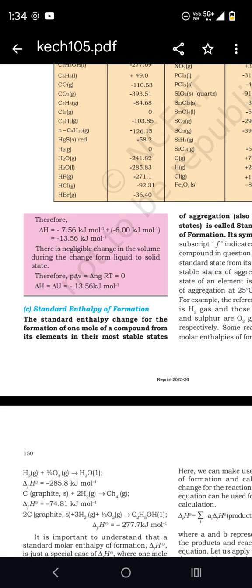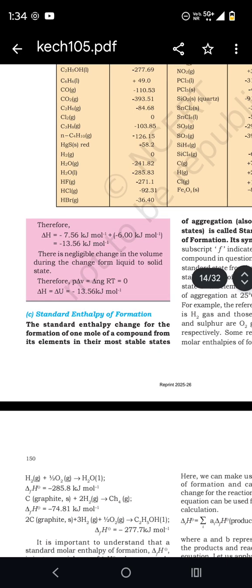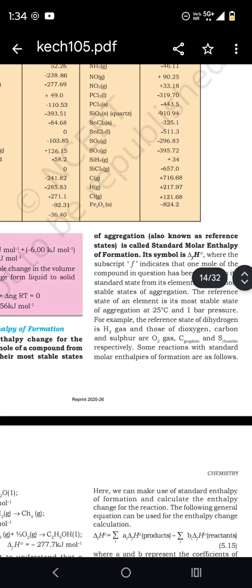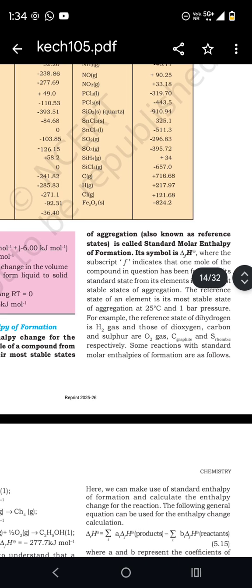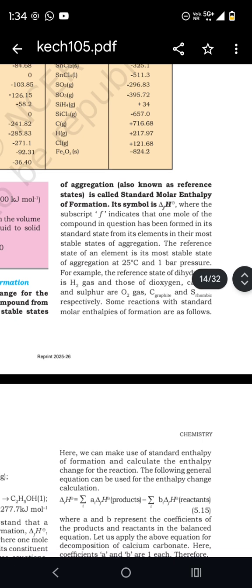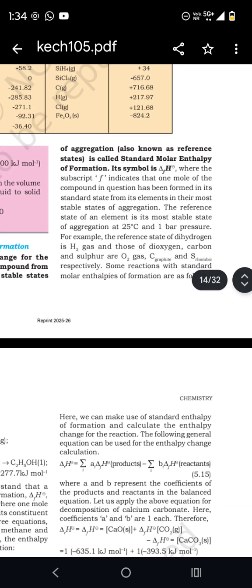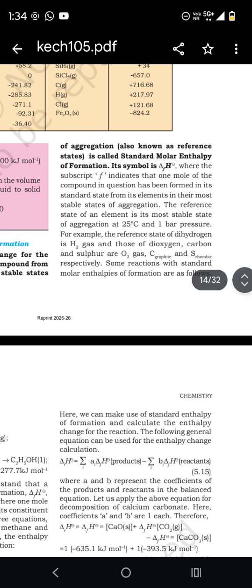Standard enthalpy of formation. The standard enthalpy change for the formation of one mole of a compound from its elements in their most stable state of aggregation, also known as the reference state, is called the standard molar enthalpy of formation. It has a symbol, where the subscript f indicates that one mole of the compound in question has been formed in its standard state from its elements in their most stable state of aggregation.